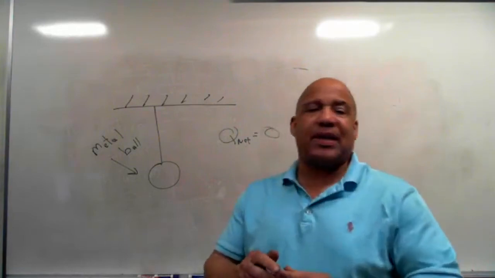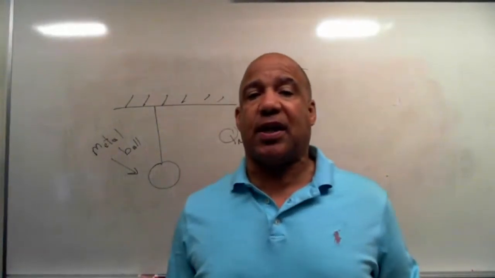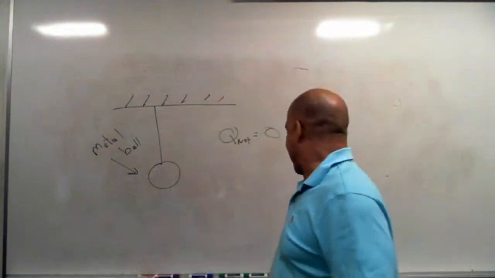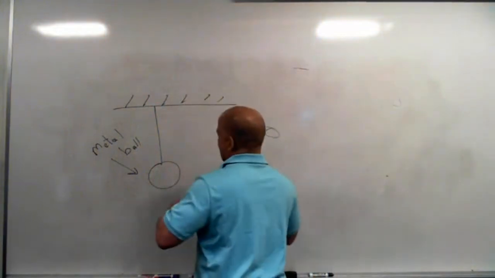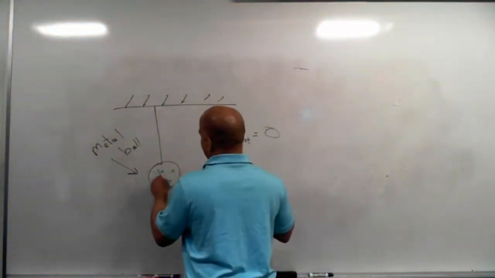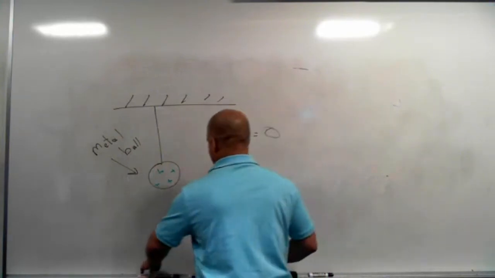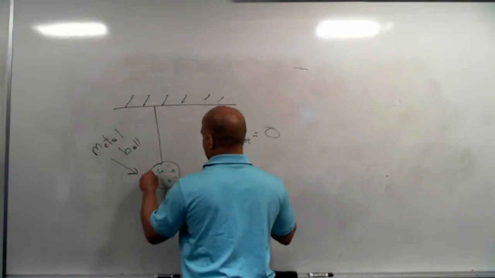If it has a net charge of 0, that doesn't mean it doesn't have any charge on it. It just means it has the same number of positive and negative charges. So let's say I have this many positive charges. If I have a net charge of 0, that means I have this many negative charges.